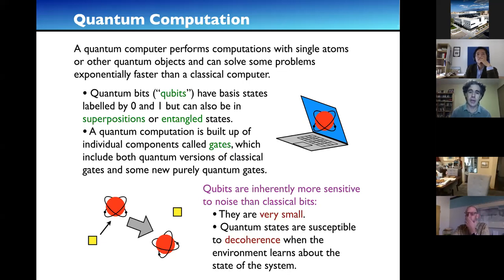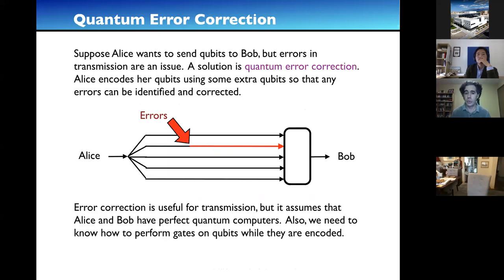So the upshot is that we think that in order to build a big quantum computer, we're going to need some sort of error correction and some sort of fault tolerance. So I'll explain what those are.